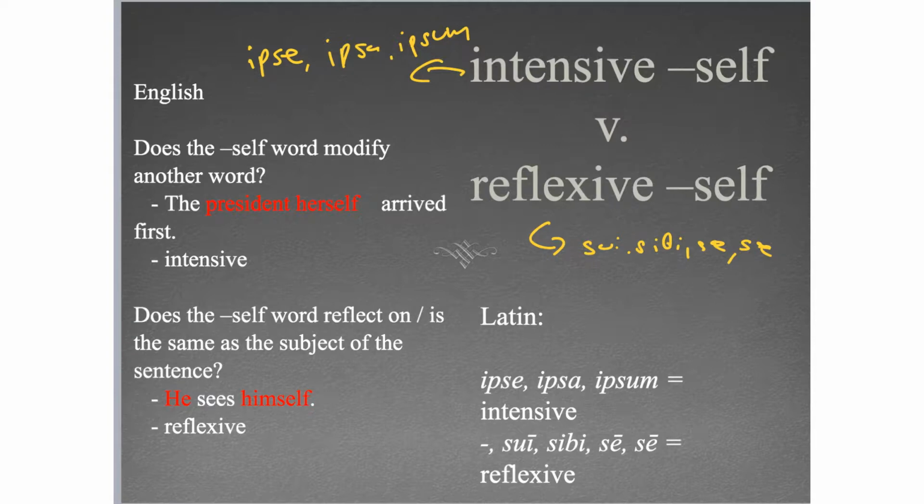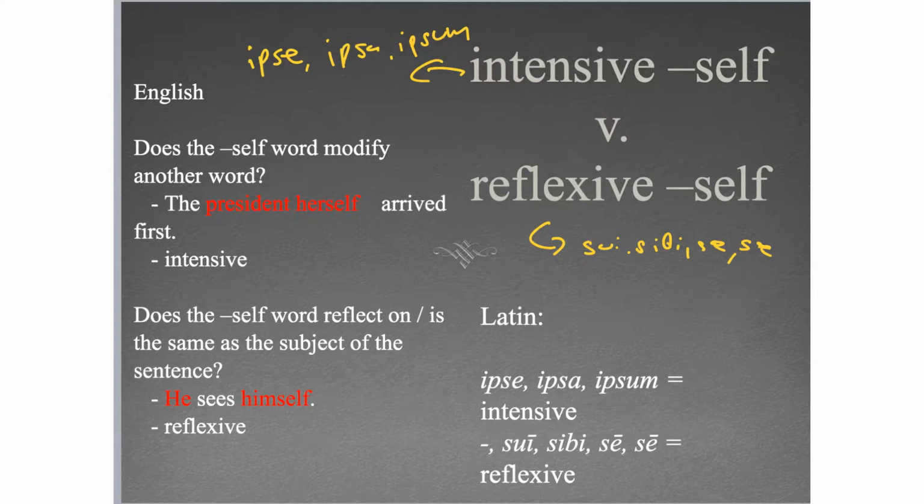So how do we tell them apart when we're translating them? Well, one, you simply just have to know that ipse, ipsa, ipsum is the intensive, and that sui, sibi, se, se, and there are some other reflexive forms, but we're not going to go through all of them today, is that reflexive. But over here on the left, some clues or some approaches to kind of check yourself.